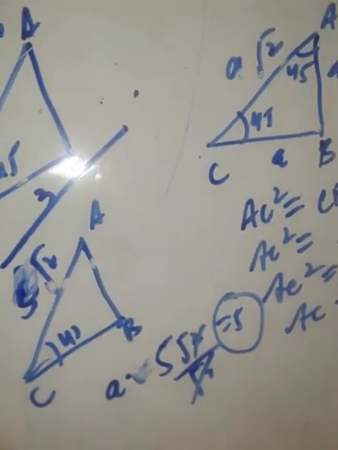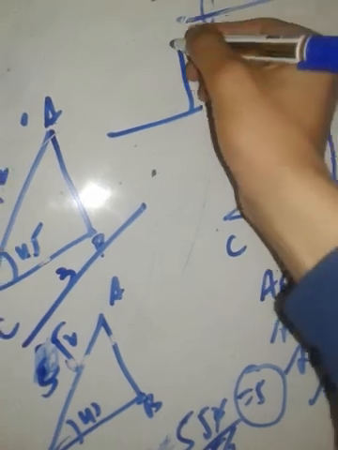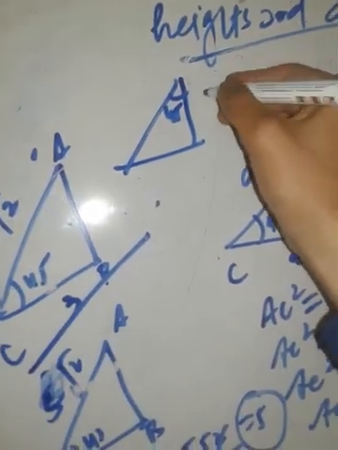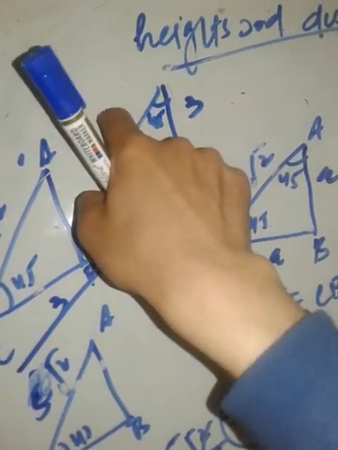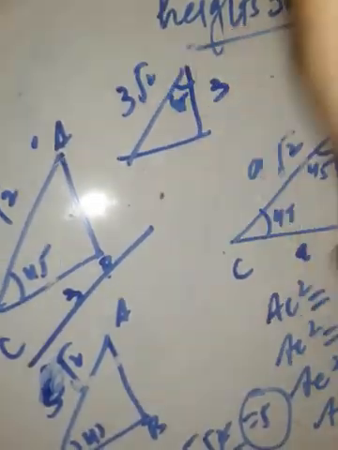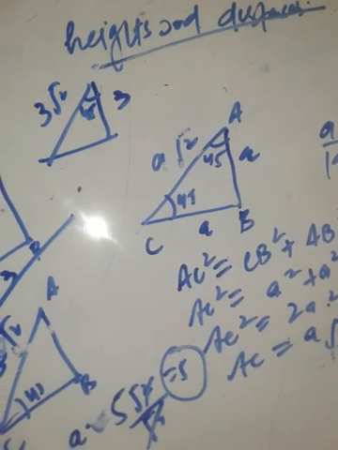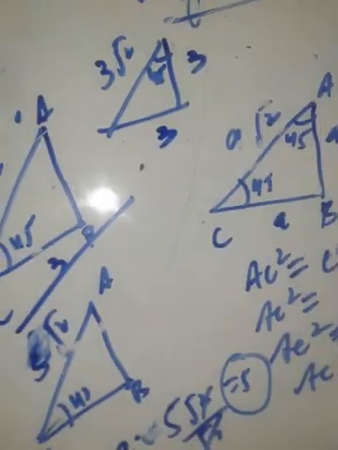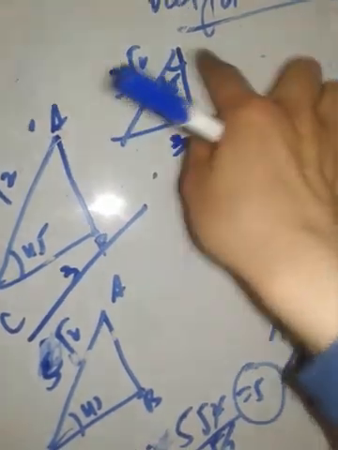Suppose again, let us take 45 here. This is 3. So what will be its length? Simple, it is 3 root 2. You know it very well. So this will also be 3. This is 3 root 2, that is A root 2, and this is 3. So I hope you understand it.